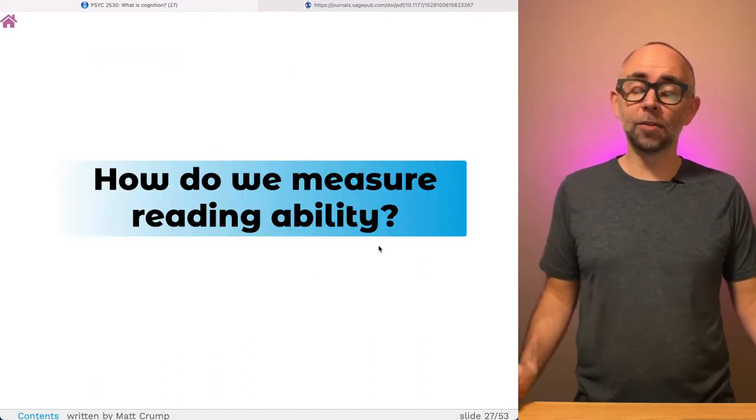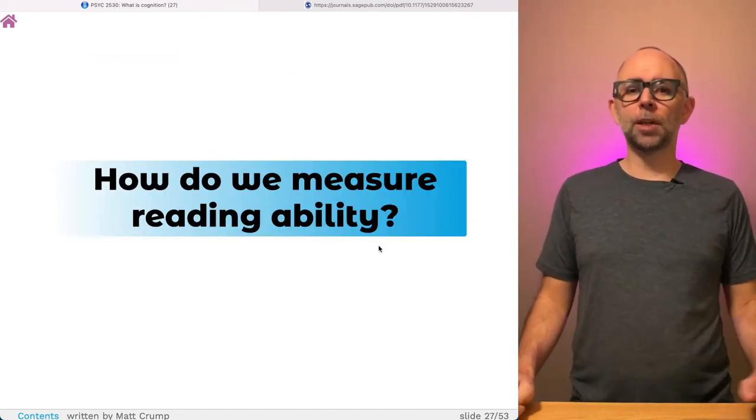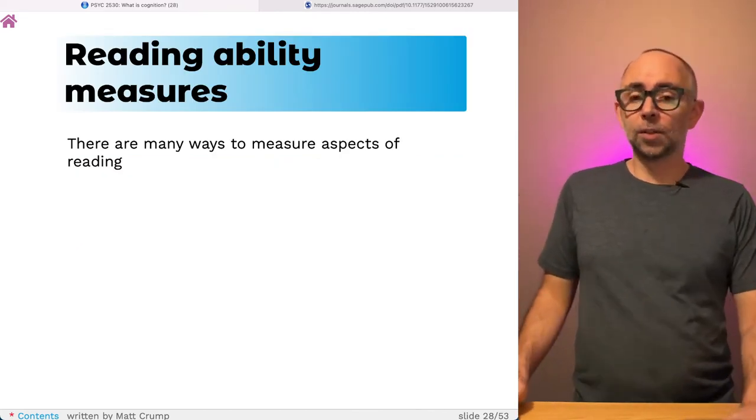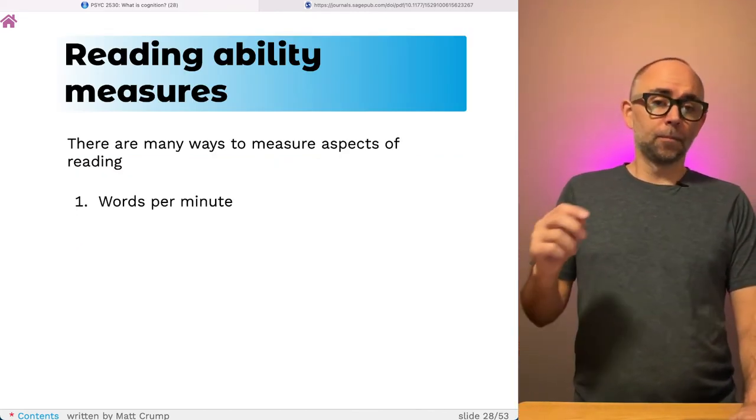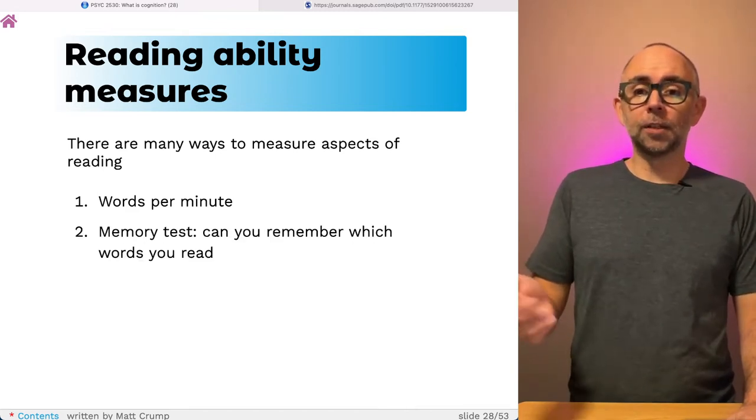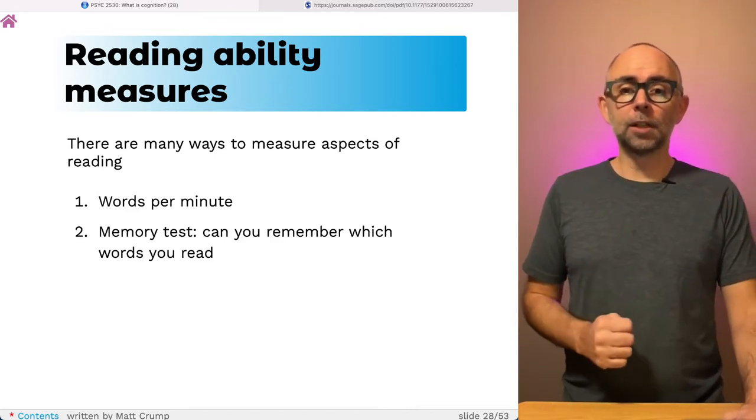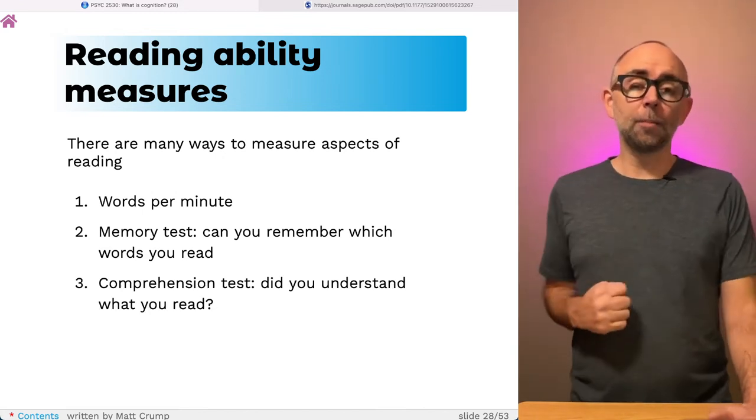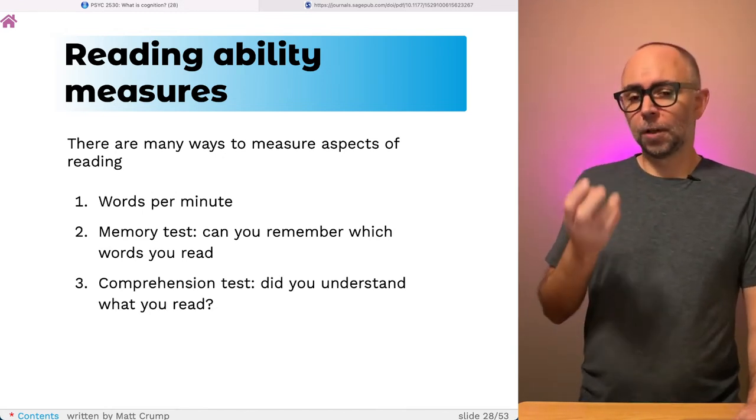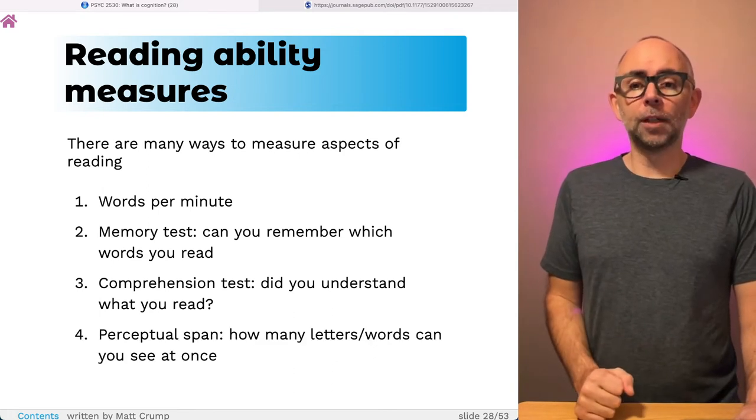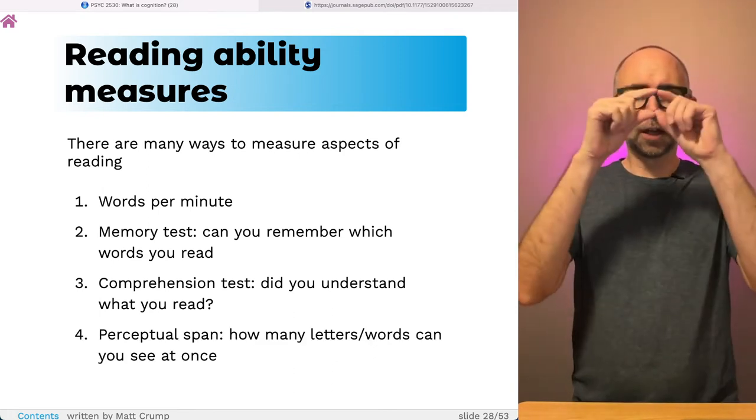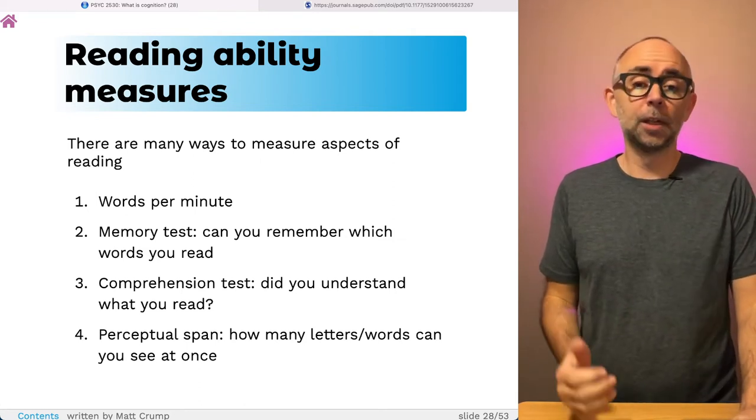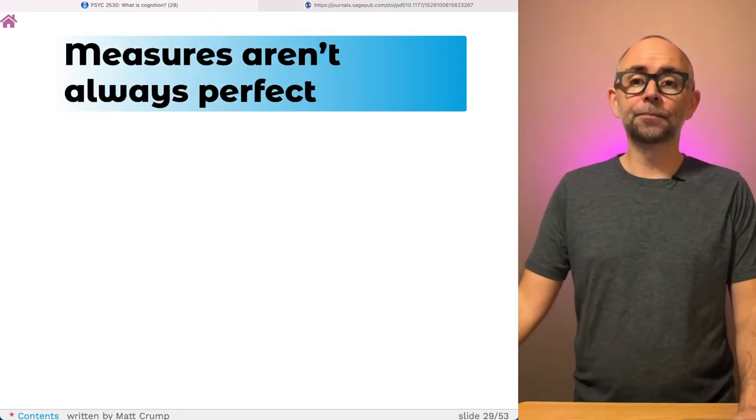But this brings up another important question. How do we measure reading ability? There's lots of ways we could do this. For example, how many words per minute someone reads. We could give someone a memory test and ask them to remember the words they read. Or we could give a comprehension test to figure out if they understood what they were reading. We could try to figure out how many letters they can perceptually view at a time. Maybe that would be something to measure.